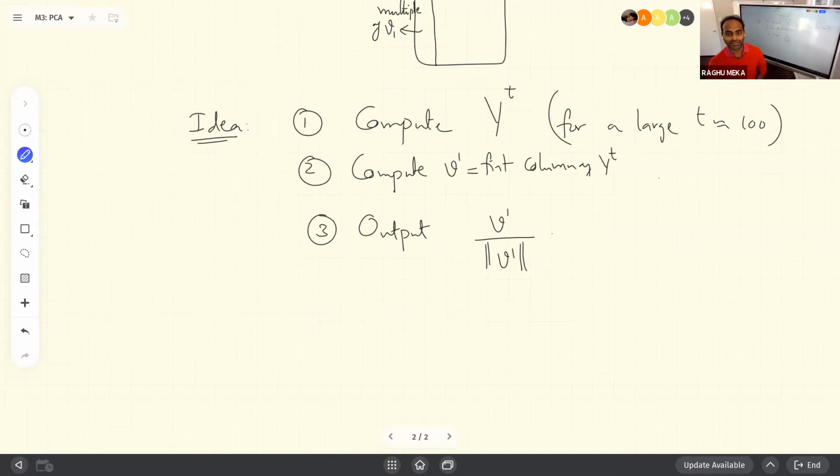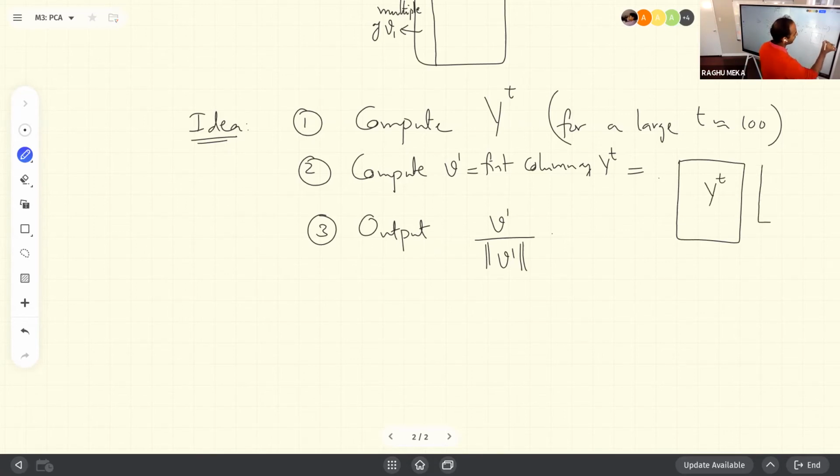So let me write it slightly differently. The first column of any matrix, let's say this is y to the t, I can write as a matrix vector product. What should this vector be here? If you want to extract the first column of a matrix as a matrix vector product, if I just put 1, 0, 0, 0, what do I get? I just get back the first column.